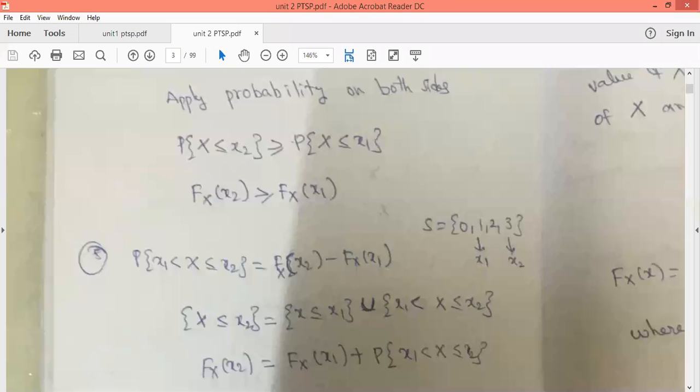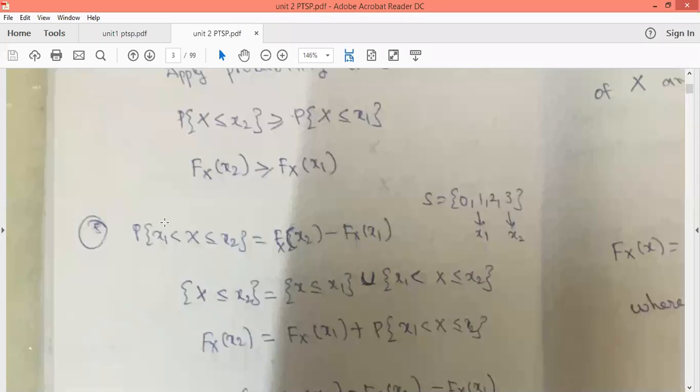So now if you want to find out the probability of x1 less than x less than or equal to x2, that is Fx of x2 minus Fx of x1. Okay. So x less than or equal to x2, how do you write it? Say here we have defined the sample space like this. It is having the values 0, 1, 2, 3. x1 is at 1, x2 is at 3.